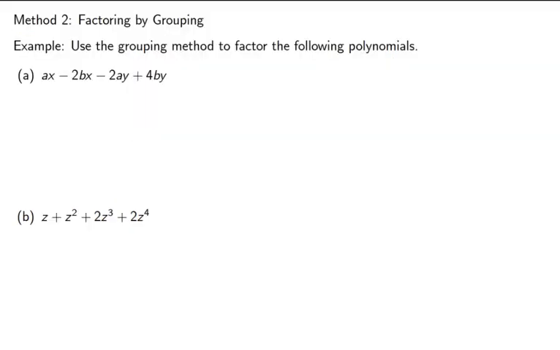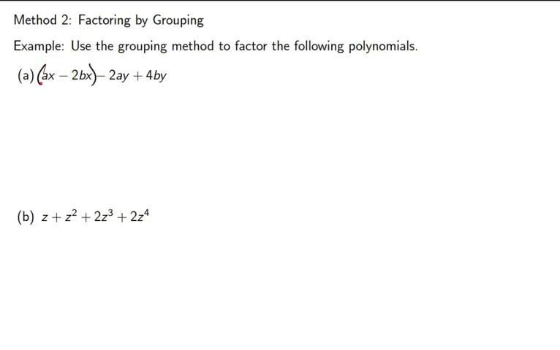Next method. This method is called factor by grouping. Factor by grouping is a very handy technique when you have 4 terms, and I'll show you another time when you can create 4 terms from 3, and factor by grouping helps your process along also. So the method of factor by grouping is as follows.